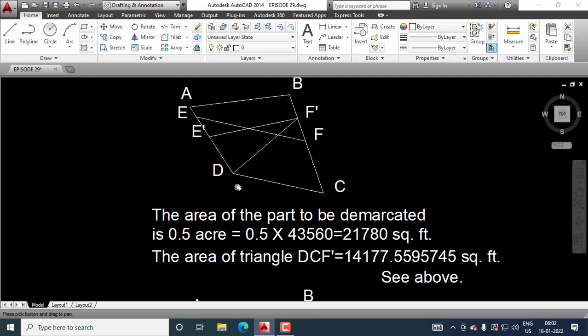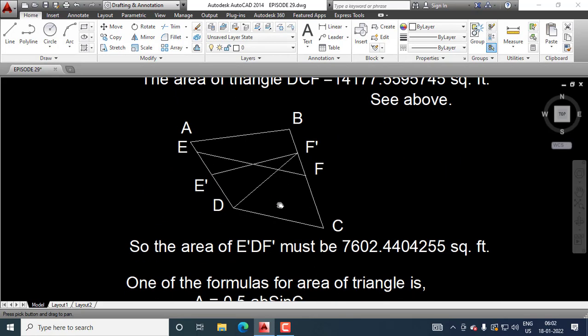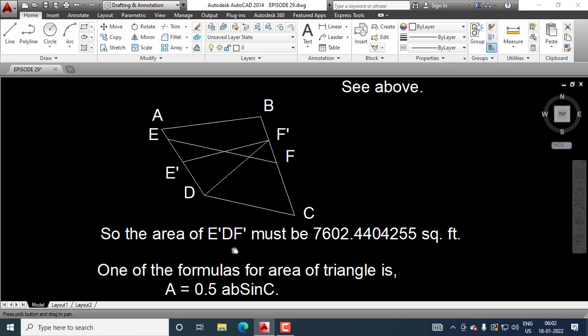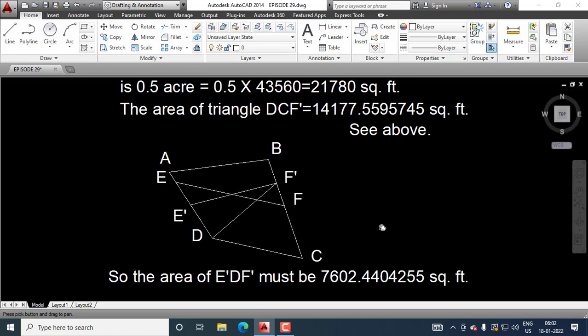If we deduct the area of this figure from this whole part, we will get the area of this triangle E dash DF dash. We get this area. So the area of E dash DF dash must be 7,602.4404255. We deducted this figure from this figure and we got this figure. The area of this triangle is 7,602.4404255 square feet.